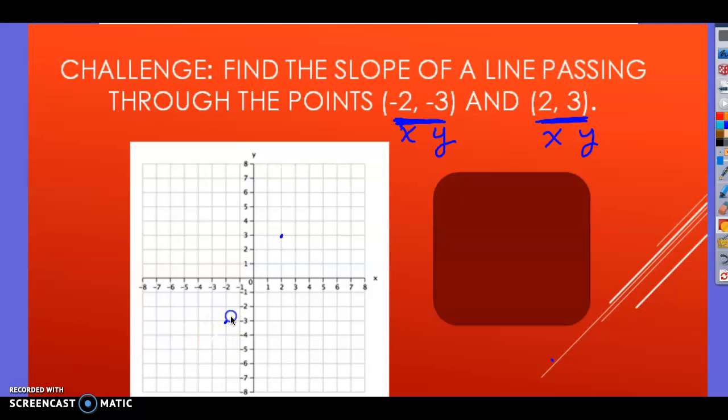So let me get my line drawing tool out. It's doing it in white for some reason, so give me just a second to try to figure this out.